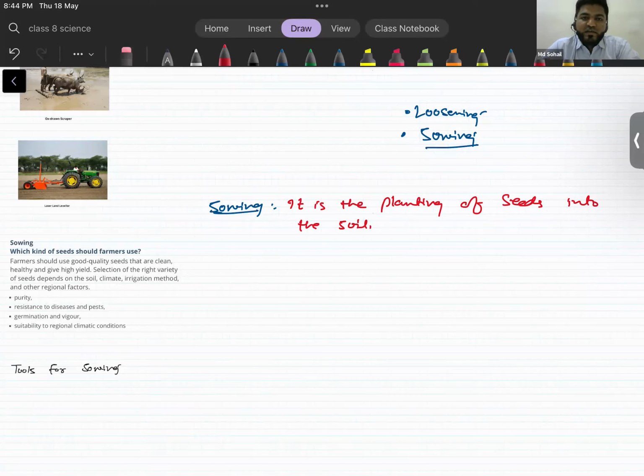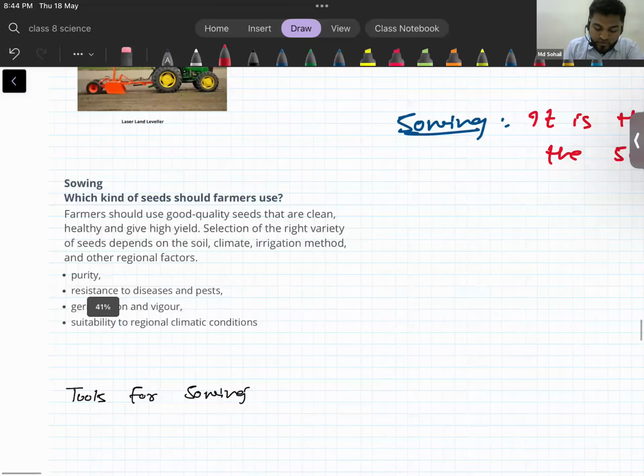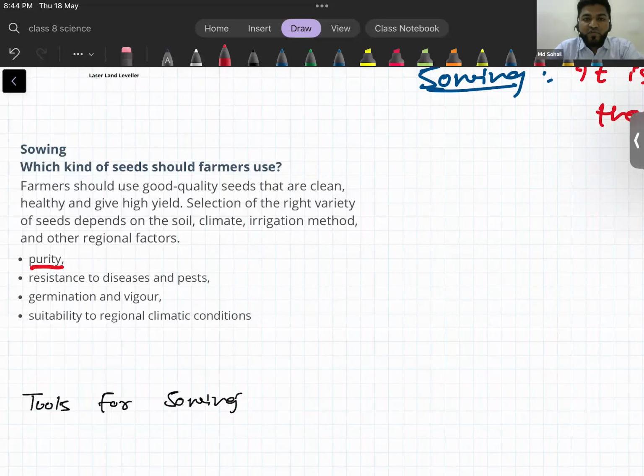Now, can we just select randomly any kind of soil, any kind of seed, and plant them into the soil? No, sir. We have to select seeds of good quality, right? Seeds that are disease free and of good quality. So we need to check them for their purity, whether they are infected by some germ or fungi. Seeds also get destroyed by fungal infection.